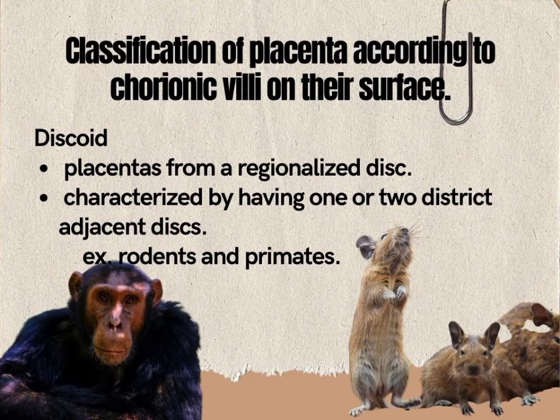Discoid placentas form a regionalized disc, characterized by having one or two distinct adjacent discs. These discs contain the chorionic villi that interdigitate with the endometrium and provide the region for gas, nutrient, and metabolic waste exchange. This type of placenta is found in rodents and primates.